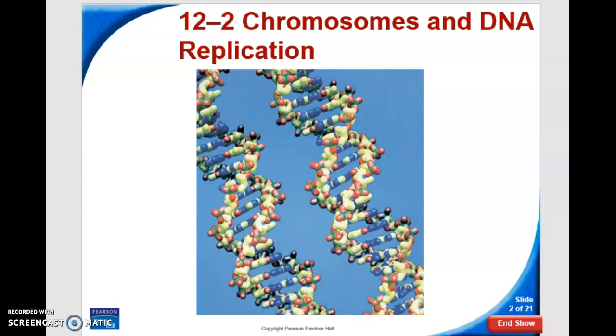As we recall from Chapter 12, Section 1, DNA structure, DNA is made up of deoxyribose sugar and phosphate on the sides, and in the middle are your nitrogen bases, which are adenine and thymine, which always pair together, and guanine and cytosine, which always pair together. Now it's a two-stranded molecule, and it's held together by hydrogen bonds.